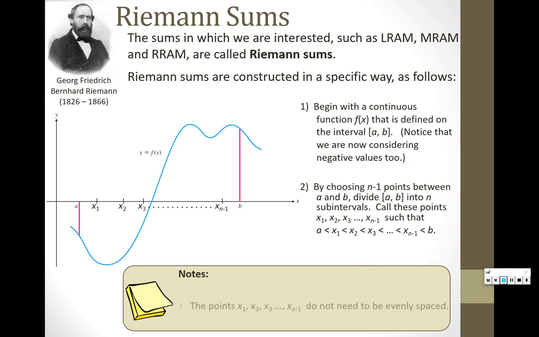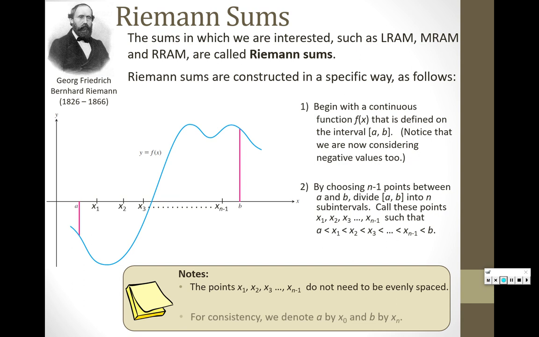Notes. The points x1 up to xn minus 1 don't need to be evenly spaced. When we did it, because it's easier, we always said, let's make all the rectangles evenly spaced. Technically speaking, they don't have to be evenly spaced. If there's a situation where it's more convenient to make different spacings, I'm not warming up for that, actually. That's later courses. We just mention it now. They don't have to be evenly spaced, even though we always will.